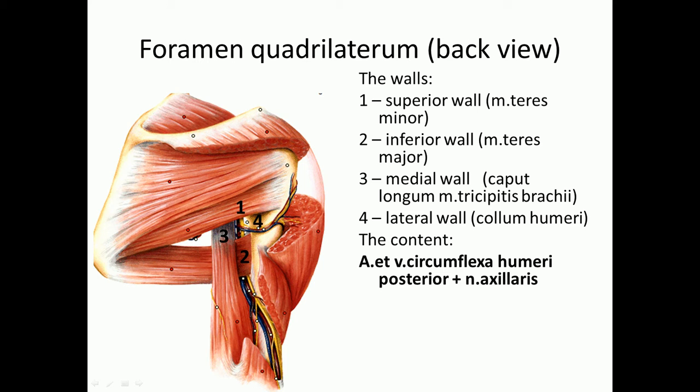And here we can find that in the neurovascular bundle in foramen quadrilaterum is nervus axillaris. So nervus axillaris accompanies arteria and vena circumflexa humeri posterior, which goes inside this foramen.